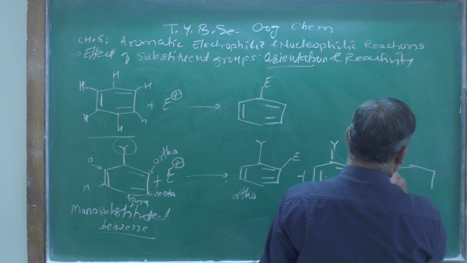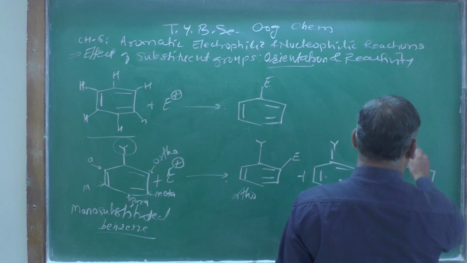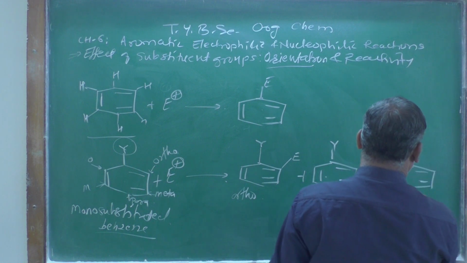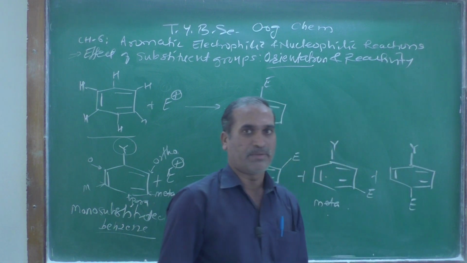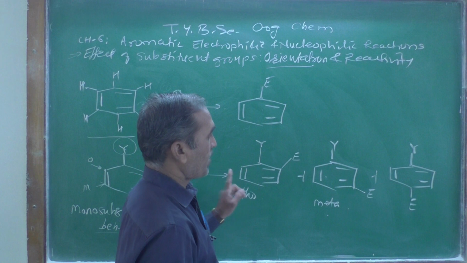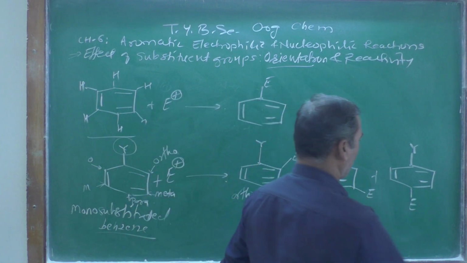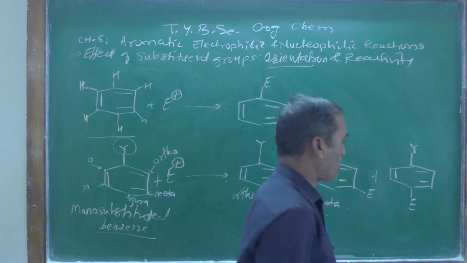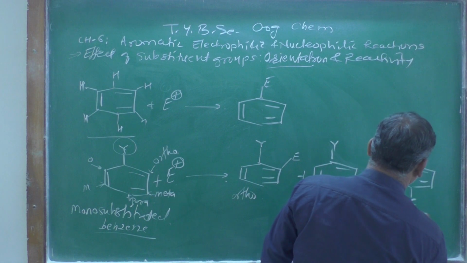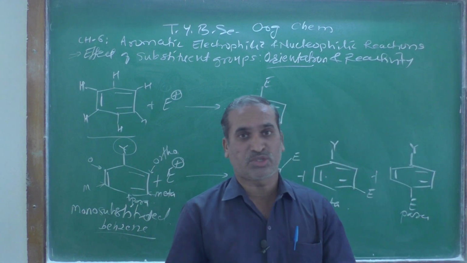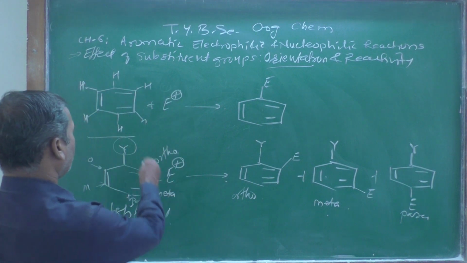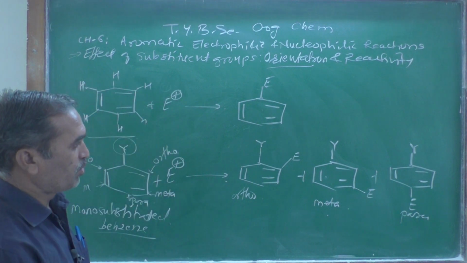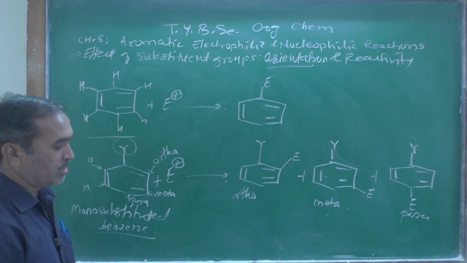And there is another possibility. With this Y, the electrophile is going to replace the para hydrogen atom, and you are going to get a para product. So this is a para product. So these three products are possible if Y is a substituent. We don't know the nature of that.